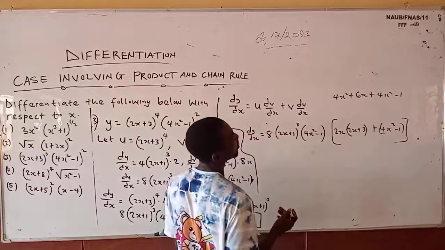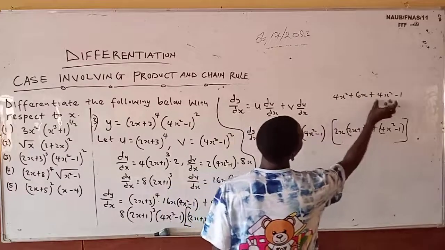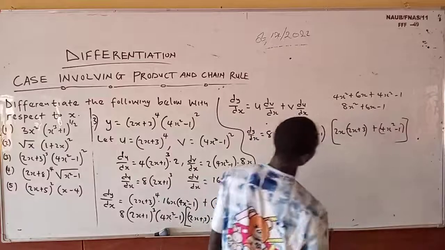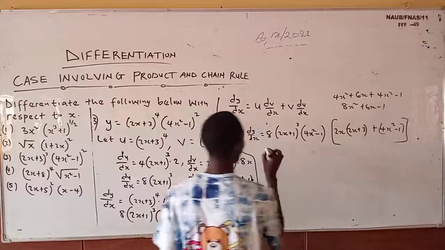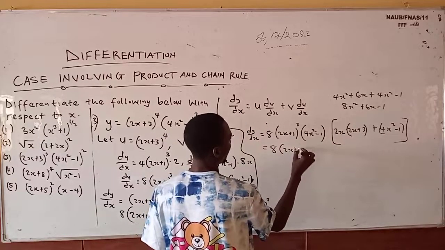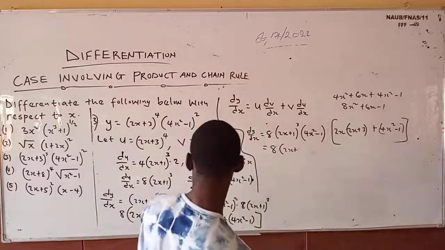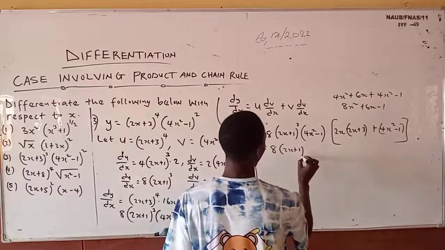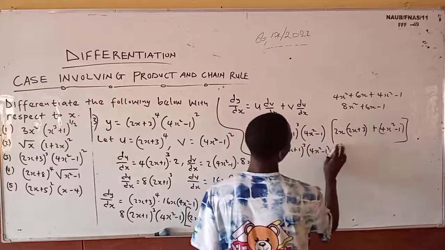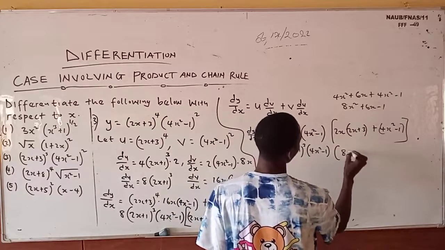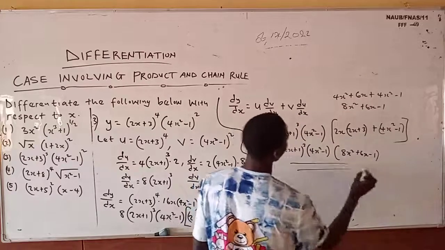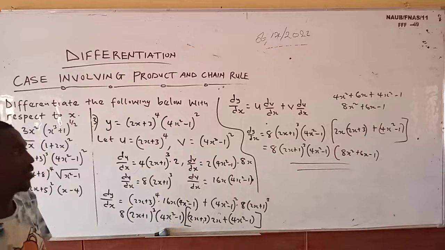So I think we have something in common. We can add them together. 4s squared plus 4s squared is 8s squared, plus 6s minus 1. So this bracket is representing this. Let's write our final answer as (2s plus 1) to the power of 3, (4s squared minus 1) into (8s squared plus 6s minus 1). So here is the final answer for this.